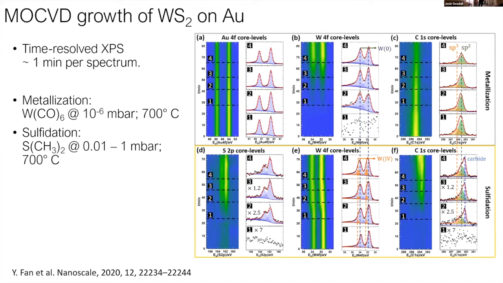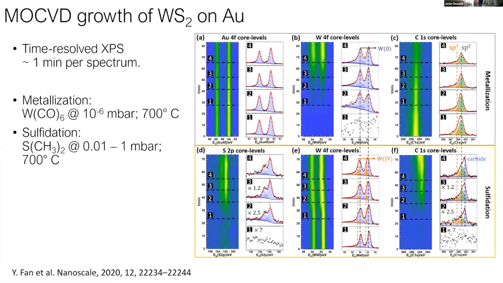Okay, so let's look at a few examples of the kind of data that we get. This was some recent data, growing tungsten sulfide on a gold crystal. The first set of data shows the gold 4f from your gold foil, and the tungsten is deposited, and also the carbon. And this is a non-ambient pressure experiment. It's 10 to the minus 6 millibars. You can probably do this on a lab XPS. They grow their layer of tungsten. Then what we want to do is sulfidize it.